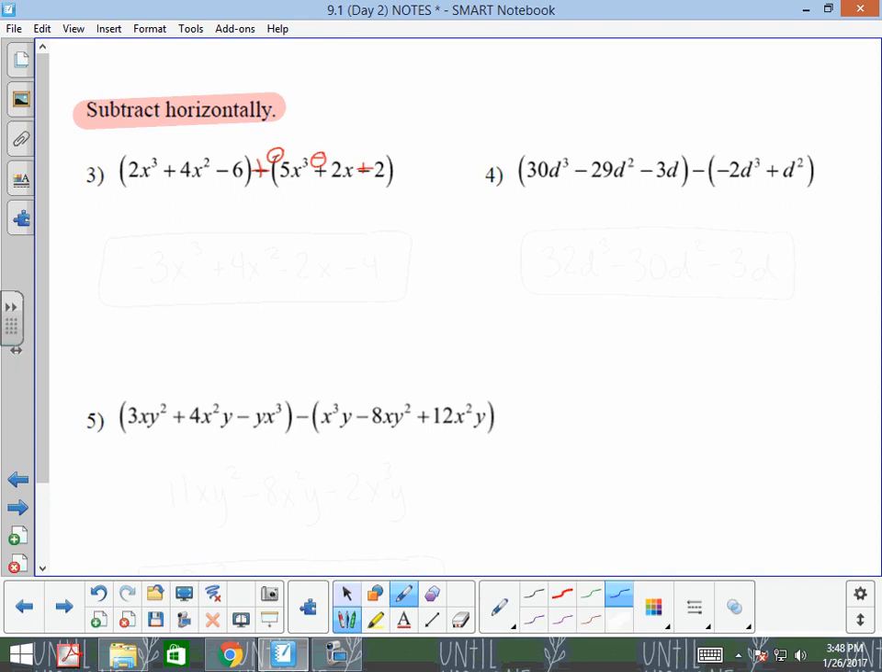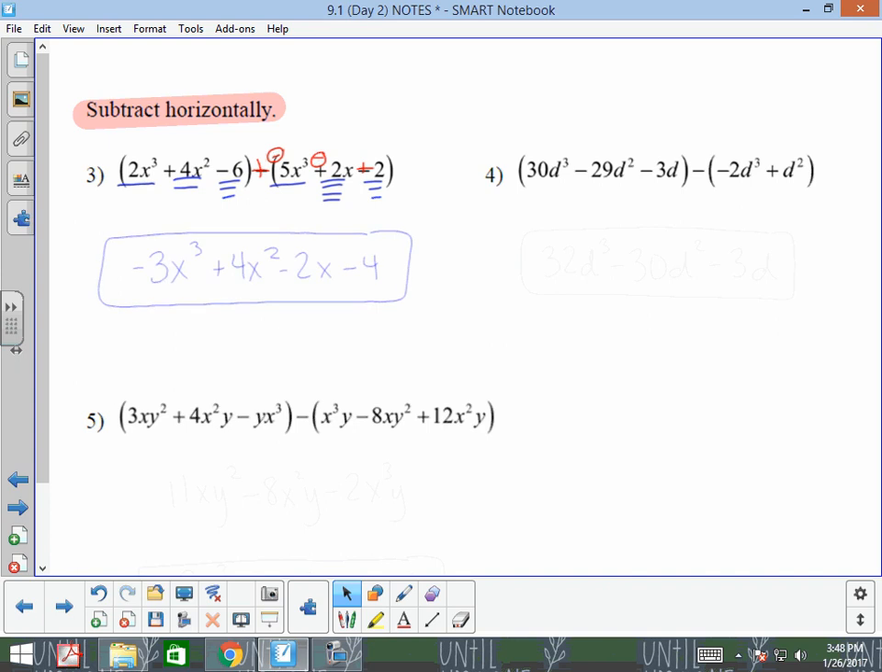And now we're going to look for like terms. We have 2x cubed and negative 5x cubed. We have 4x squared, and it doesn't have another like term. We have negative 6x and positive 2. And then we have our positive 2x, which also does not have a like term. So let's look at the matching ones that have like terms. So 2x cubed and negative 5x cubed will be negative 3x cubed.